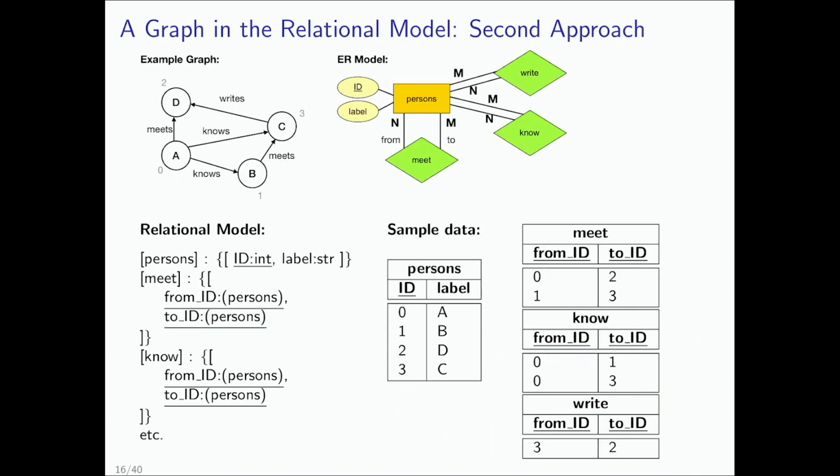Another way is something like this. You could have a different relationship type for each of the types of social interactions. You could say, now I have know, write, and meet as the relationship types, and they're all recursive. As before, you split that up into separate relations and so forth, but you don't have to attach a label. So what's the drawback of that approach? What's an advantage?